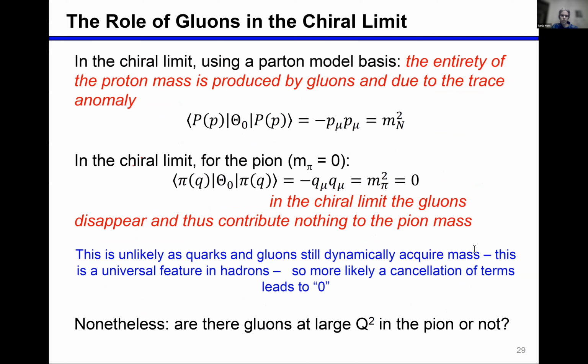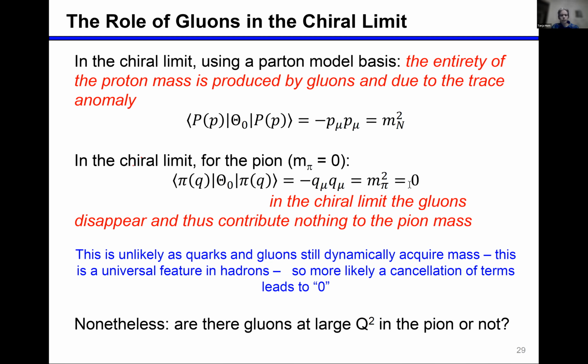So, just a very brief mention of the theoretical background. If you look at a very specific limit, the chiral limit, using the parton model basis, then the entire proton mass would be due to the trace anomaly. That would be this expectation value, as you see here. And if you do the same thing for the pion, one would, of course, see that the mass of the pion would be 0, would disappear, and so this contributes basically nothing to the pion mass.